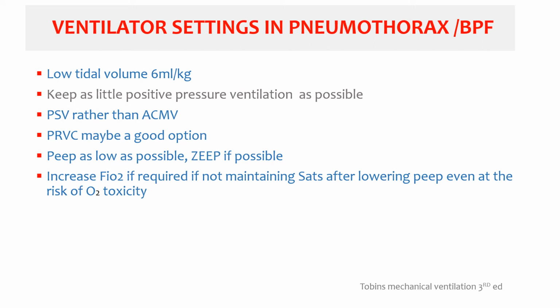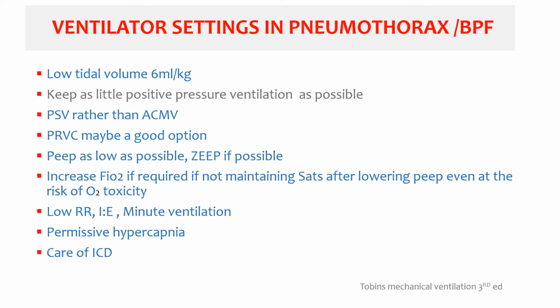If you cannot give zero PEEP, then you apply the lowest amount of PEEP, because if you have ARDS, then you will have to give some PEEP. If the FiO2 is 100%, you opt for FiO2 100% and accept oxygen toxicity rather than giving PEEP. If possible, low respiratory rate and adequate I:E with minute ventilation which is not too high, and allow for permissive hypercapnia, doing hypoventilation, and care of the ICD with sedation, because ICDs are painful and you don't want asynchrony and the patient struggling.